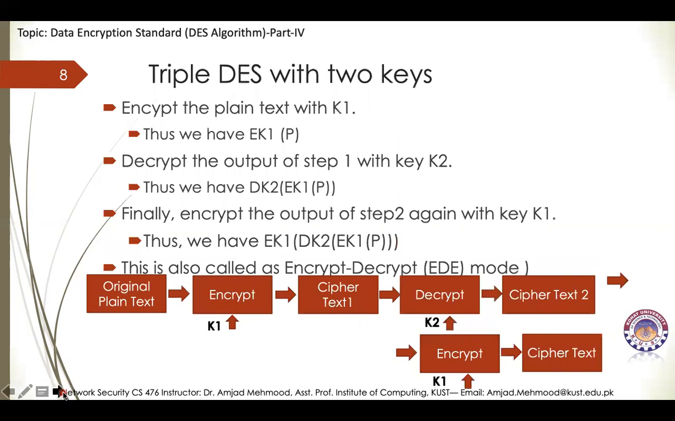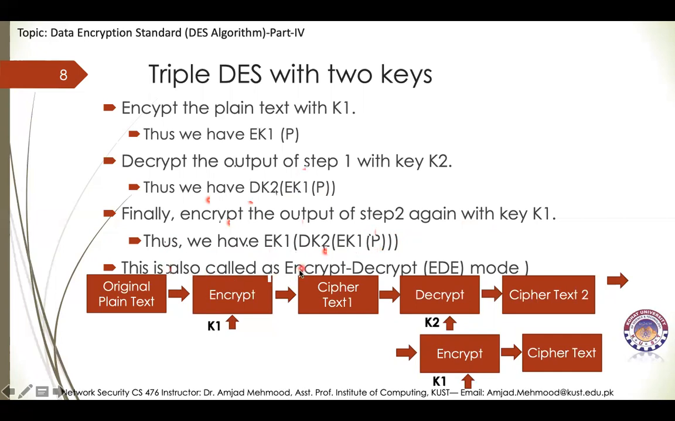Triple DES with two keys. First, encrypt the plain text with K1. Thus we have encryption with the help of K1 of the plain text. Second, decrypt the output of step 1 with K2. Thus we have decryption with the help of K2 and encryption with K1 of the plain text. Finally, encrypt the output of step 2 again with K1. Thus we have encryption with the help of K1, decryption with the help of K2, and encryption with the help of K1 of the plain text.